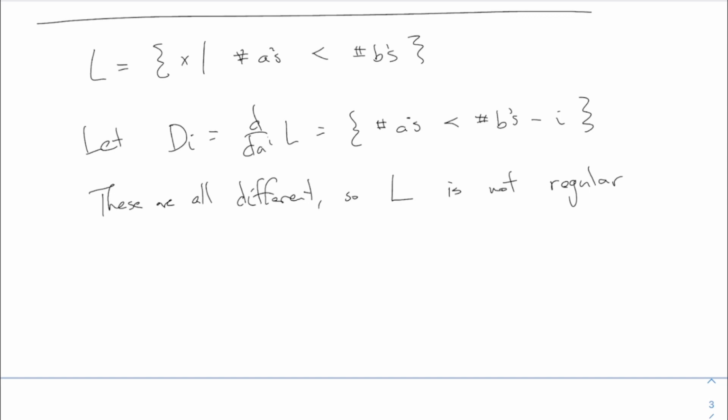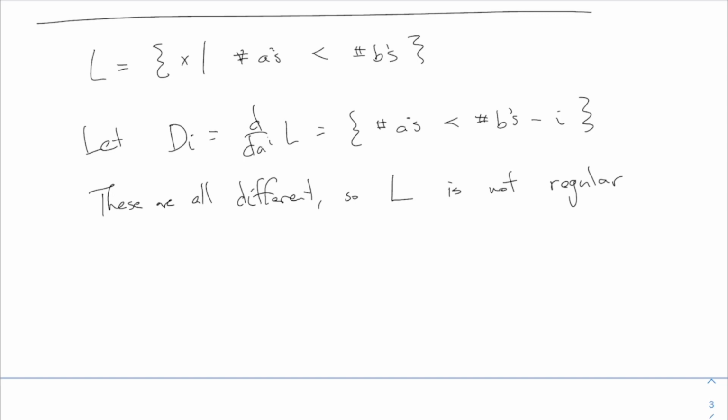Sometimes people ask me, do I have to write that every time at the end? Because I wrote exactly that same sentence every time at the end. My answer is yes. Just write it. I don't know why, sometimes in math classes, people are like, I do not want to write anything unless I absolutely have to. Don't make me write an English word. Come on. Just write it. That's what I say. These are all different, so L is not a regular language. All right? Any thoughts about that?